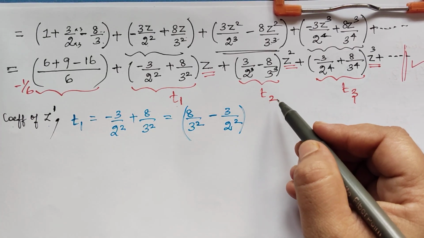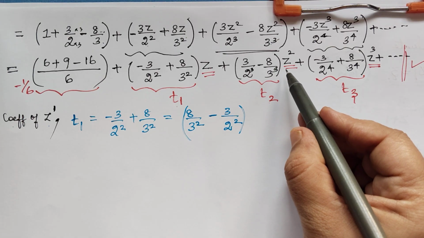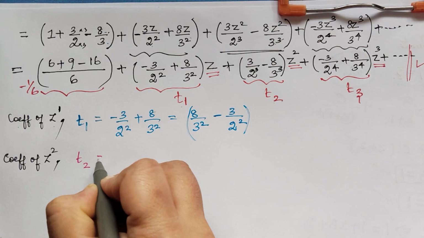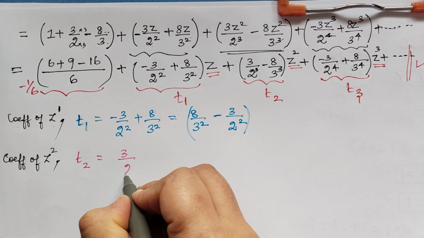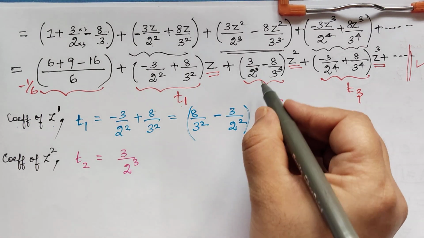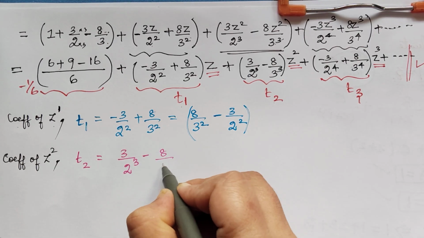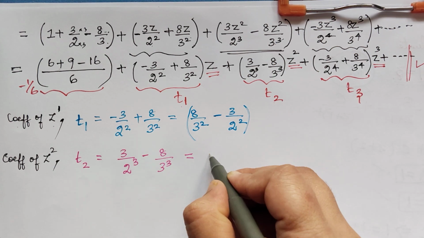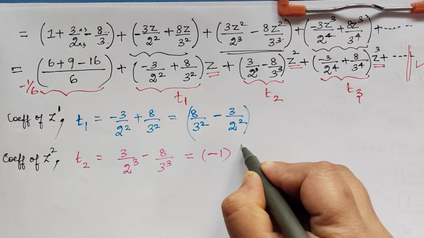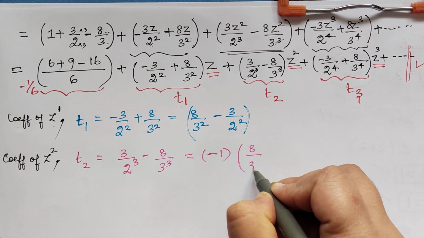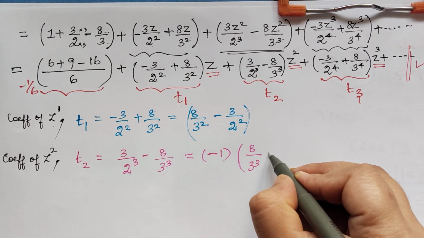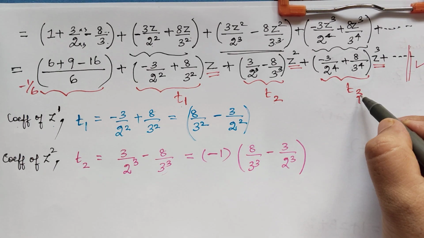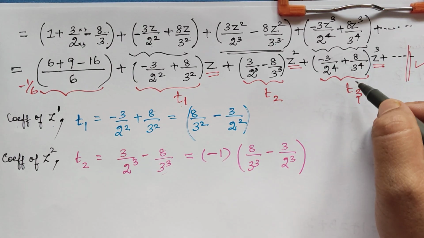Next we will write T2, which is the coefficient of z square. So the coefficient of z square is T2, which is equal to 3 by 2 cube, okay, minus 8 by 3 cube. In order to write it in this form, we will take the minus out. So minus 1 multiplied with, so now it becomes 8 by 3 cube. This term comes first, minus 3 by 2 cube. Now we shall write T3, that is coefficient of z cube.